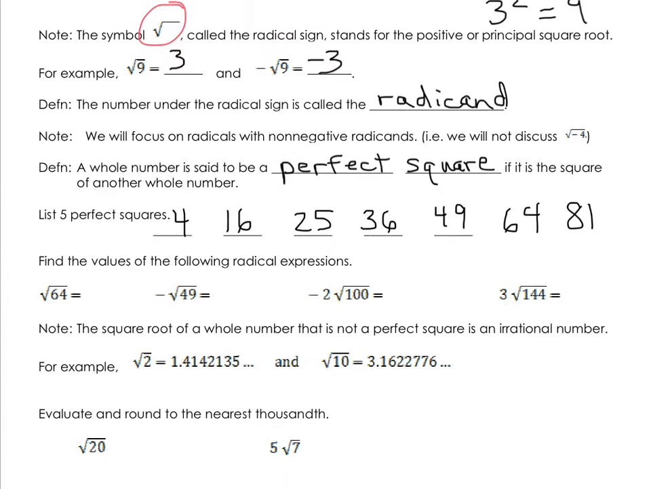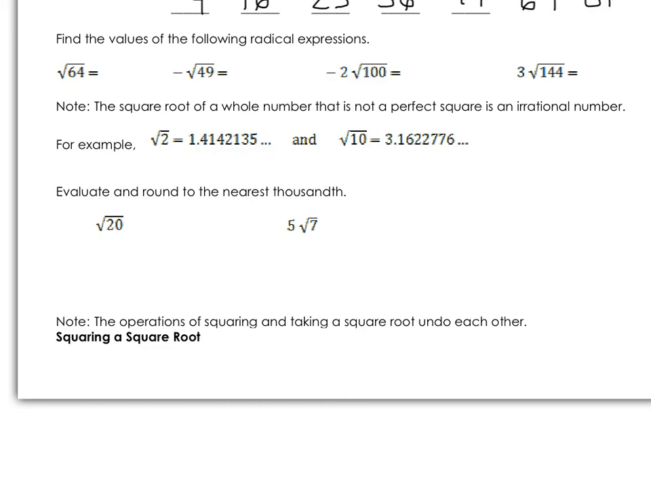So let's find the values of the following radical expressions. The square root of 64, remember, we want to take the positive square root, so we get 8. The square root of 49, without that negative in front of it, would be just positive 7. But the negative forces it to be negative. Negative 2 times the square root of 100. The square root of 100 is 10, and then we want to multiply that by the negative 2, so we'll get negative 20.